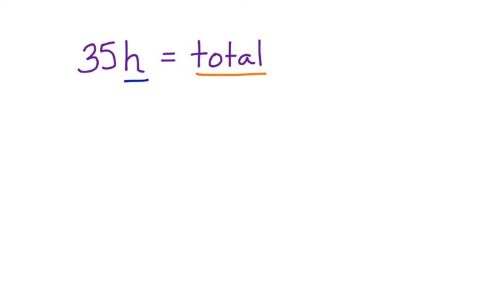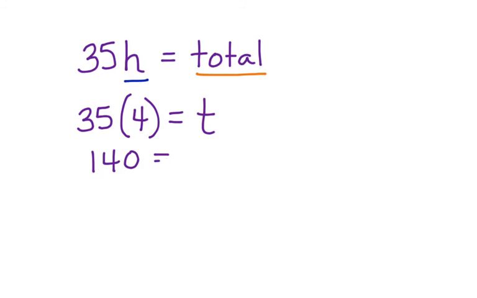However, we've been given the number of hours that she works. She works, or volunteers, 4 hours. So we can substitute a 4 in for the hours, and we can leave t as our total for the variable. Now let's multiply. 35 times 4 gives us 140 is equal to t.